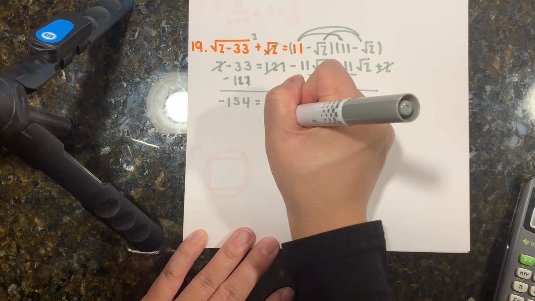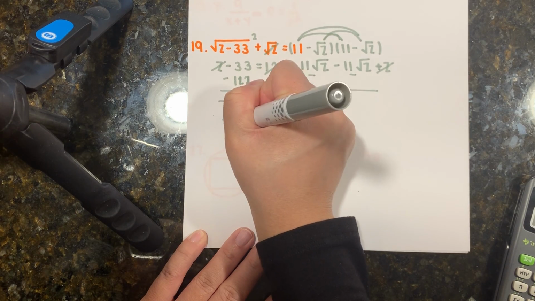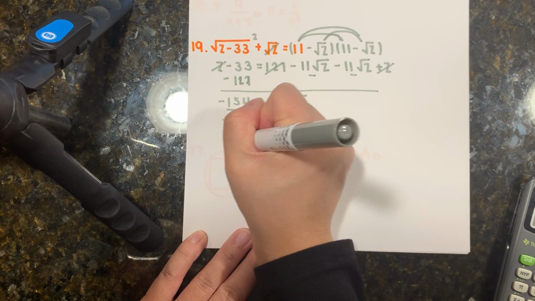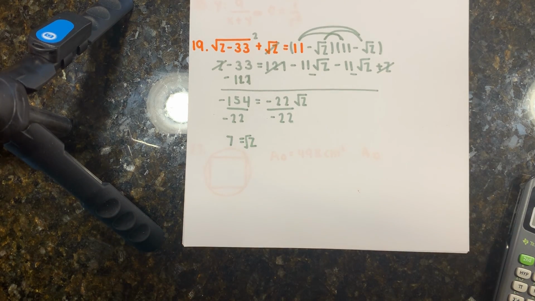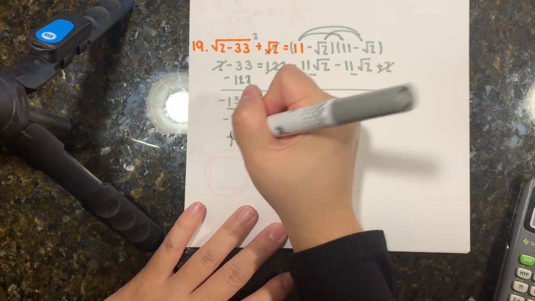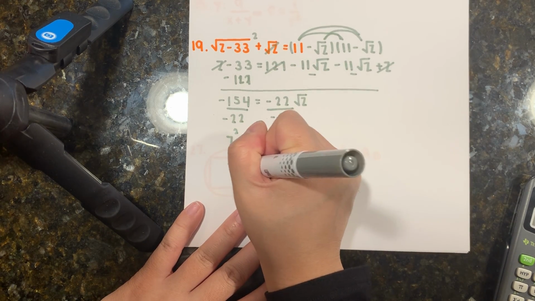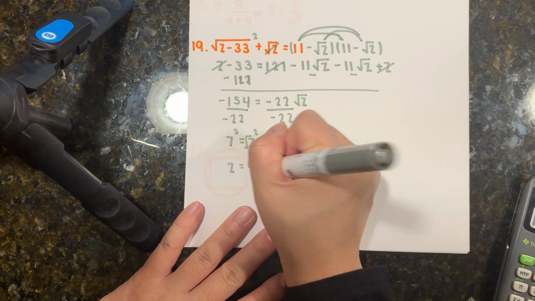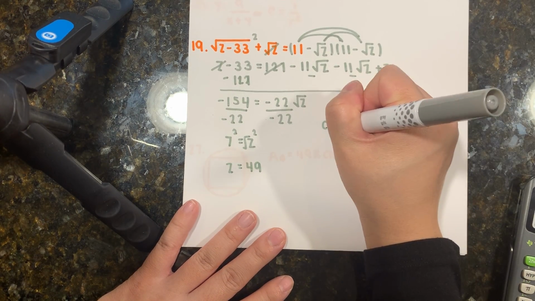I'm going to divide both sides by negative 22, which would give me that root z is equal to 7. Now to get rid of that square root, I'm going to square both sides so that z is equal to 49. But remember, whenever your problem starts with a square root in it, you do have to check your answer.